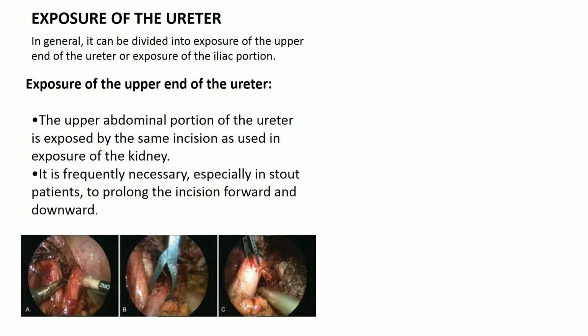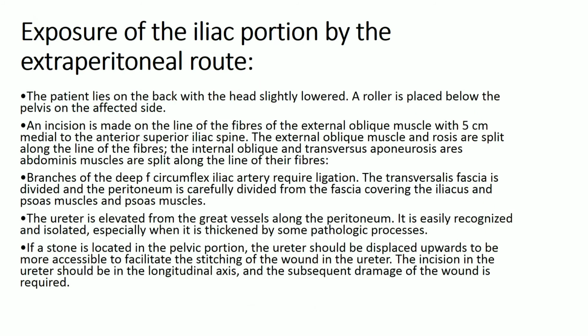Exposure of the ureter. In general, it can be divided into two: exposure of the upper end of the ureter and exposure at the iliac end. At the upper end, the abdominal portion of the ureter is exposed by the same incision as used in the exposure of the kidney. It is frequently necessary, especially in stout patients, to prolong the incision forward and expose the iliac portion by the extraperitoneal route.